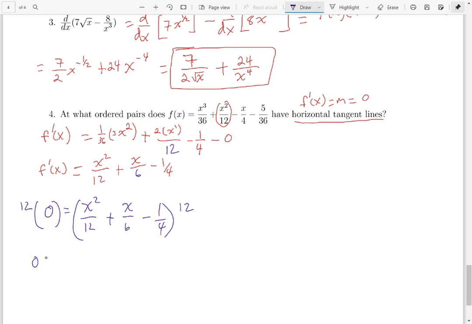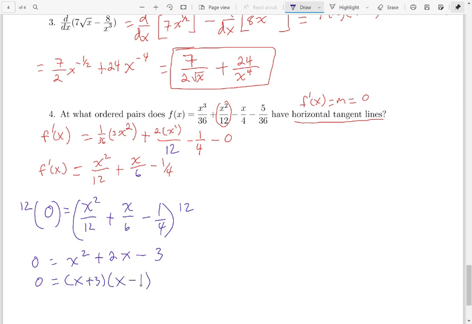12 times 0 is 0. Distribute that 12. 12 over 12 is 1, or x squared. 12 times x over 6, that's really going to be 12 divided by 6 is 2. And then minus 12 over 4, that's going to be 3. So then I get this quadratic. If you want to use the quadratic formula, you can. But I see that this factors nicely that 0 is going to be x plus 3 times x minus 1.